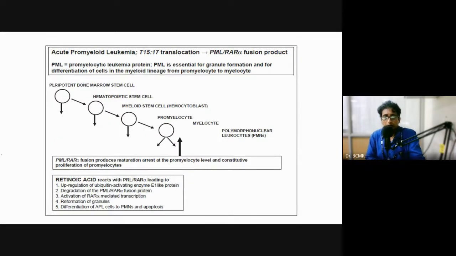For leukemia, they used retinoic acid, and it binds to PML and RAR, which has resulted in differentiation of these cells into terminally differentiated cells, eliminating, to a certain degree, the leukemic stem cells.